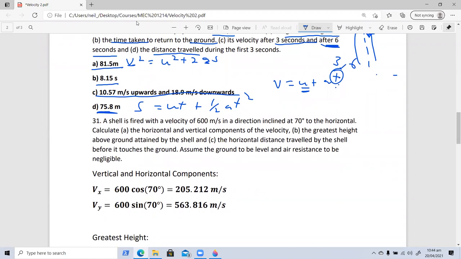I'm sorry. The last one, right? What would be wrong with using the formula S is equal to half, open bracket, u plus v, close bracket, t? S is equal to half, u plus v, close bracket, t. Yeah, t.